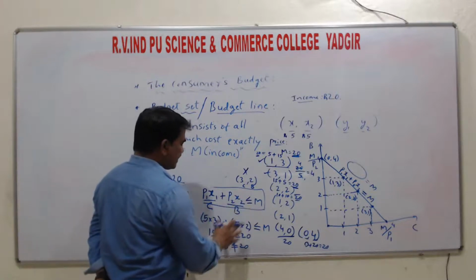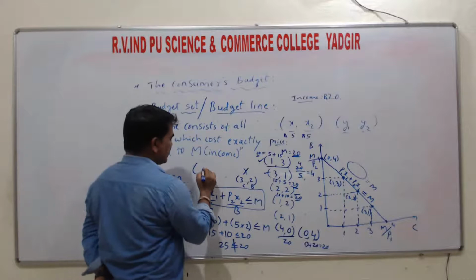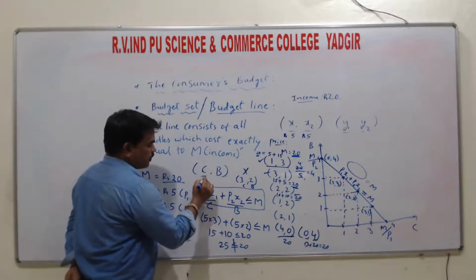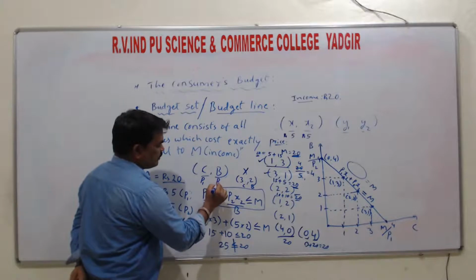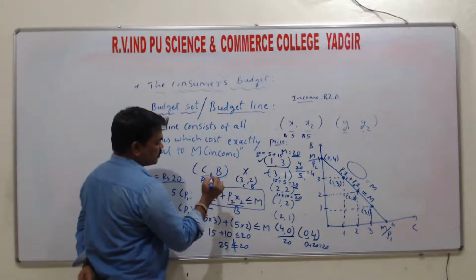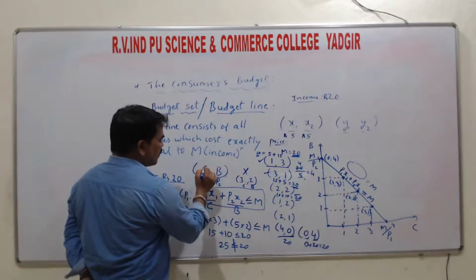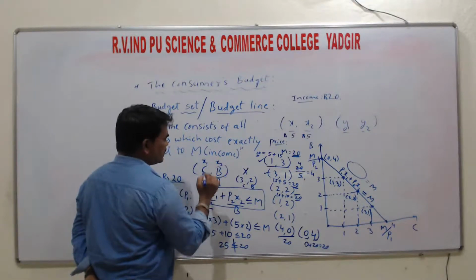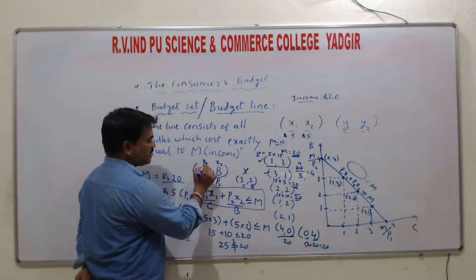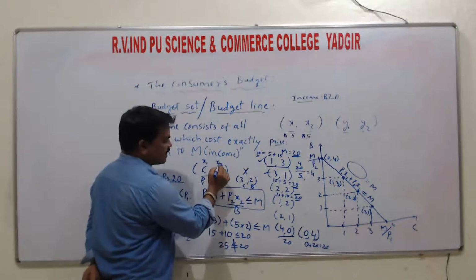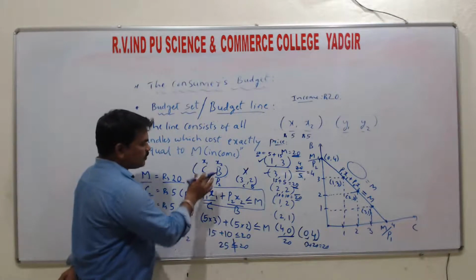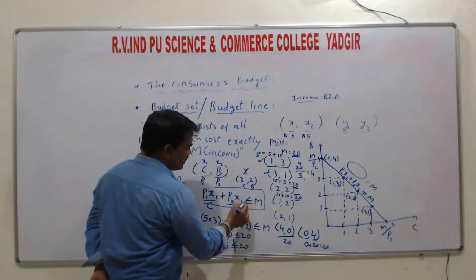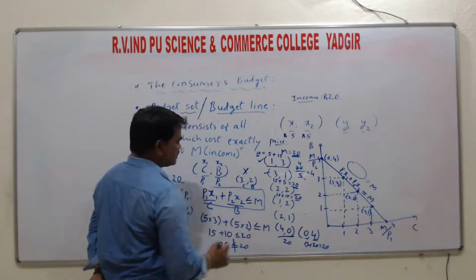So I will explain this equation again. In a bundle, we have two products, right? Price of chocolate is P1, price of biscuit is P2. Whatever quantity we are considering, we will take x1 as quantity of chocolates and x2 as quantity of biscuits. So if we put these in the equation, P1 x1 plus P2 x2 should be less than or equal to the income of the consumer.